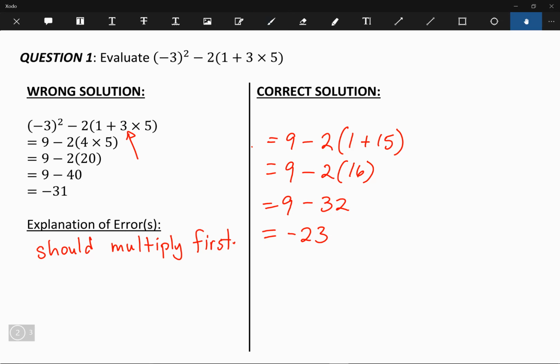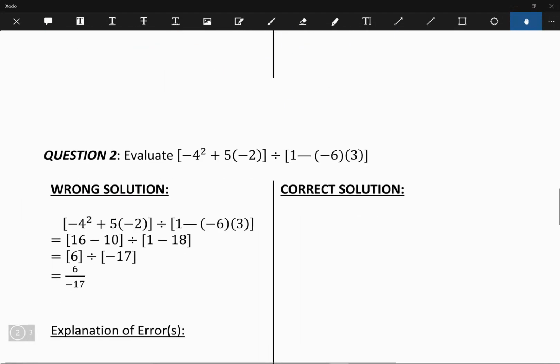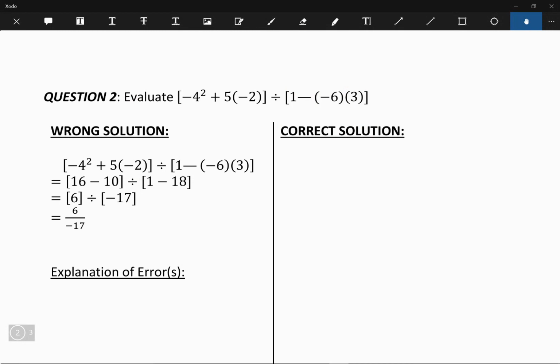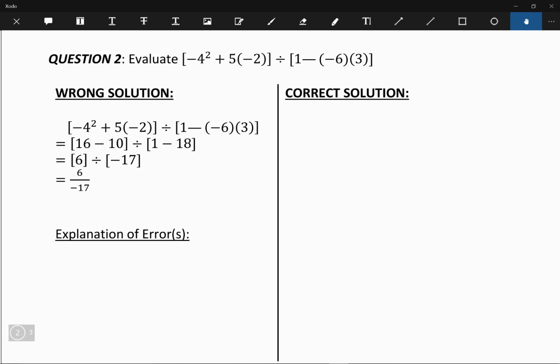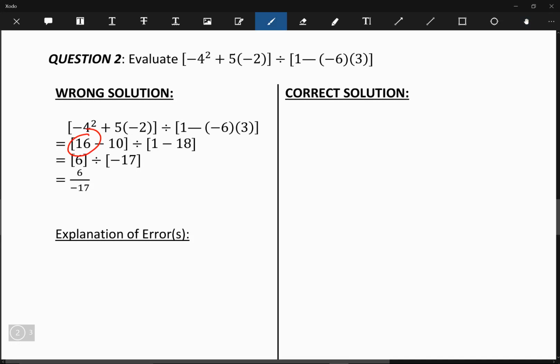Okay, so let's go to the next one. Again, pause the video, have a look at this wrong solution, and see where they went wrong. Okay, now that you had a chance to look at the solution, let's look at what they did wrong. So the first thing is the 16. Okay, so what is negative 4 squared?